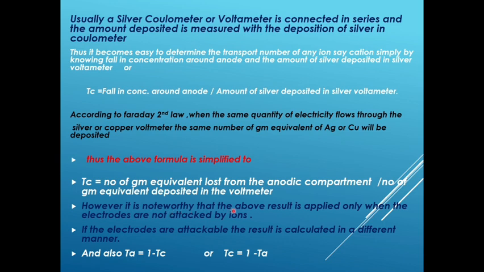It is noteworthy that the above result applies only when the electrodes are not attacked by ions. इसका क्या मतलब हुआ कि we have to take those electrodes which are not attacked by the ions, means electrically neutral electrodes we have to take. कौन से electrodes लेंगे? हम लोग प्लैटिनम का इलेक्ट्रोड लेंगे.